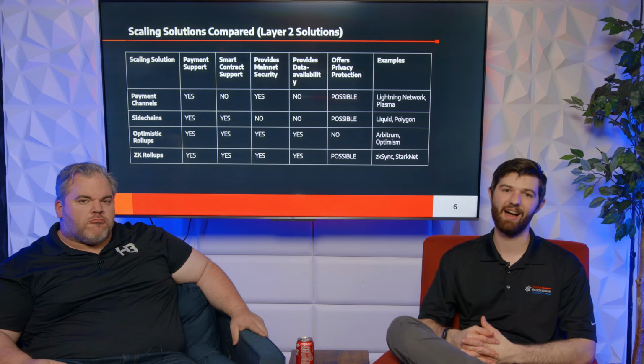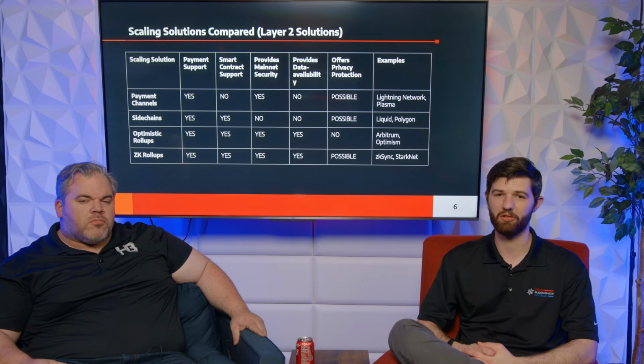So, I got a quick comparison chart that talks about what are some properties of all of these examples that we've gone over. So before you do that, because you said layer 2 earlier. Yes. And I see it on the slide. What does layer 2 even mean?